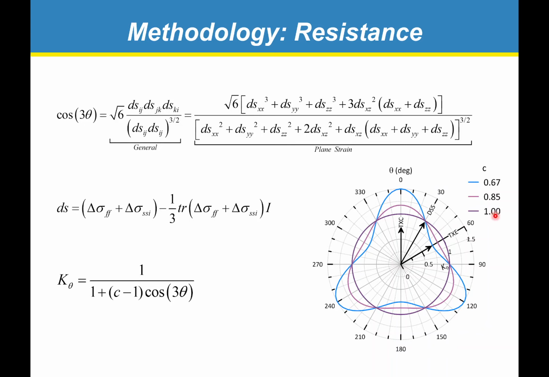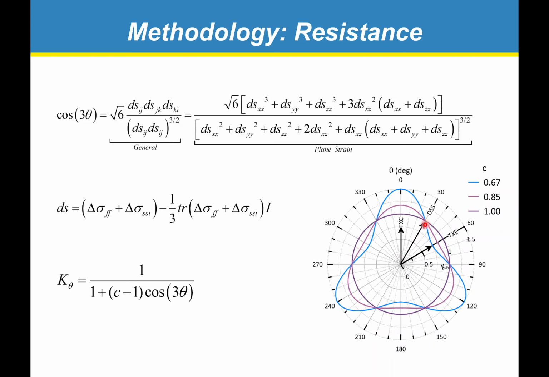So if you set the C parameter to 1, the strength is the same regardless of path. If you set it to something other than 1, you can get a higher strength, for example, in triaxial compression than in simple shear. And we're using direct simple shear as our reference.